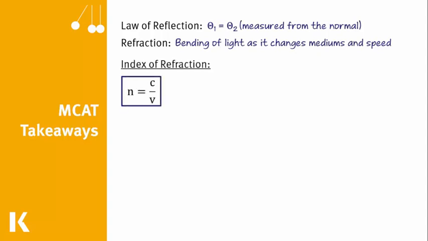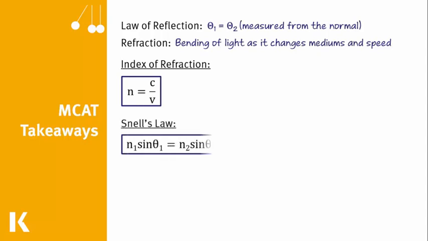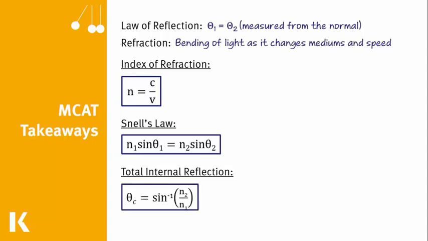The index of refraction is the ratio of the speed of light in a vacuum to the speed of light in a specific medium. Continuing with refraction, we analyzed Snell's law, which helps us quantify how much light bends as it travels from one medium to another. At a certain angle, we get total internal reflection when no refraction occurs. Any angle greater than this critical angle will result in total internal reflection.